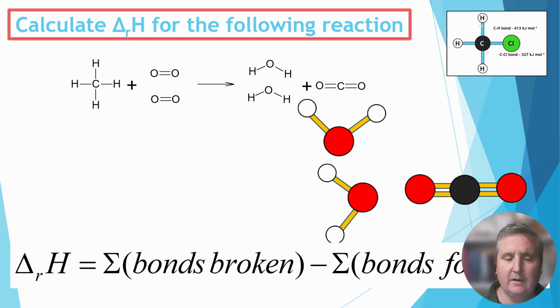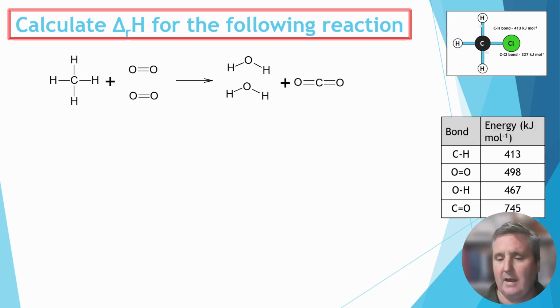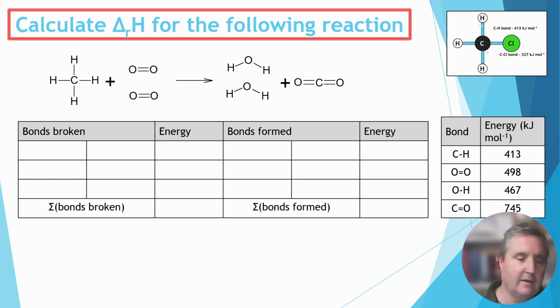Let's see if we can now solve this equation. So we have here our 4 energies that we're going to use, the 4 different types of bonds on a table. They will be given to you. Here's where we're going to tally everything up. Okay, let's go through and work out what bonds are actually broken. So we've got 1, 2, 3, 4 carbon to hydrogen bonds. They are 413 kilojoules per mole each, so that's 4 times 413, which gives us 1652.